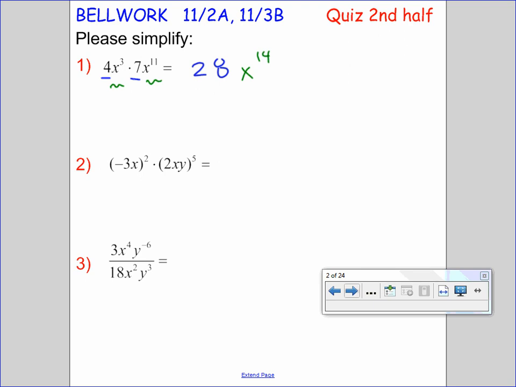So raise your hand if you had 28x to the 14th. All right, I had 28x to the 14th. That's great. So that's very similar to a quiz question. Let's take a look at number 2.